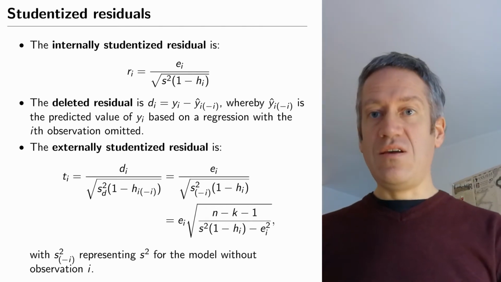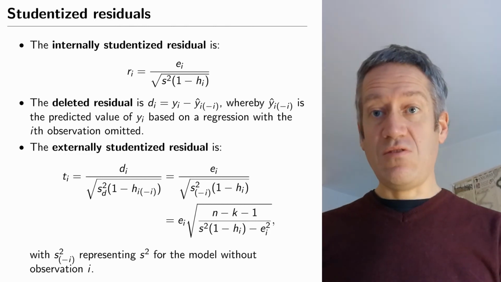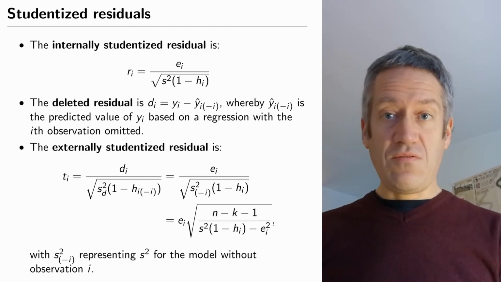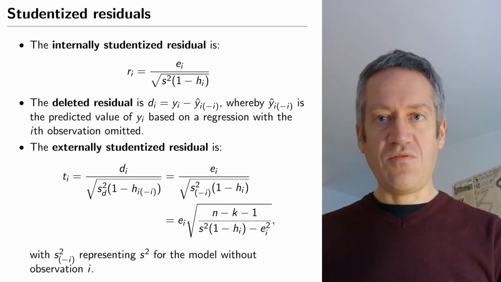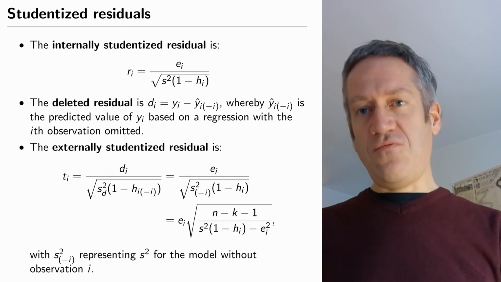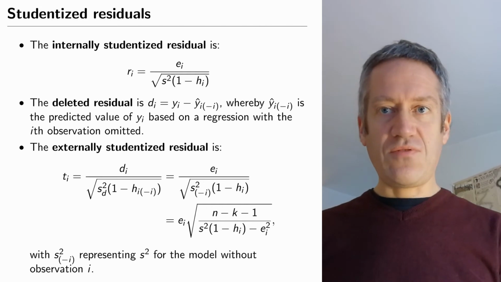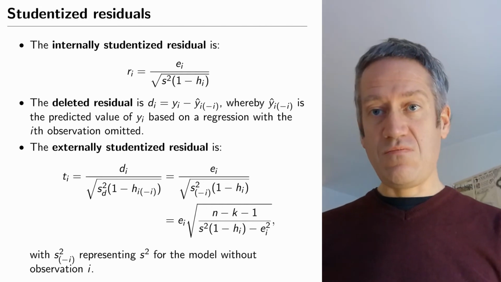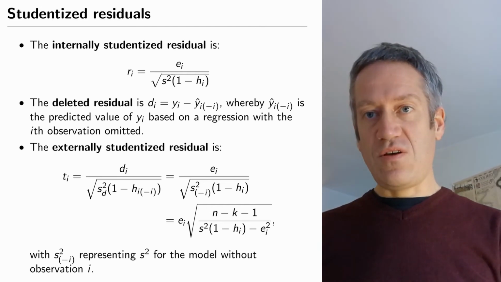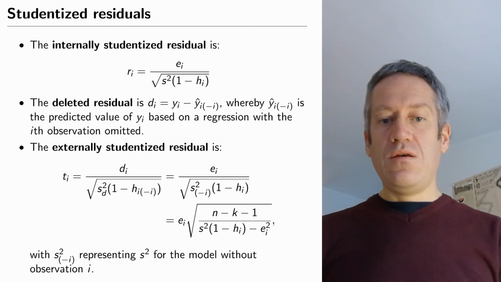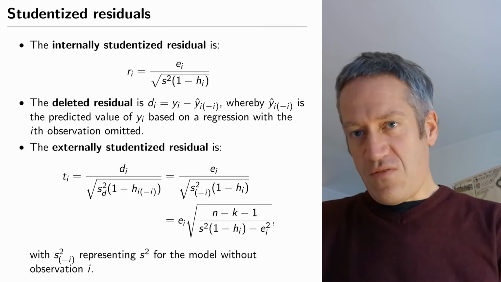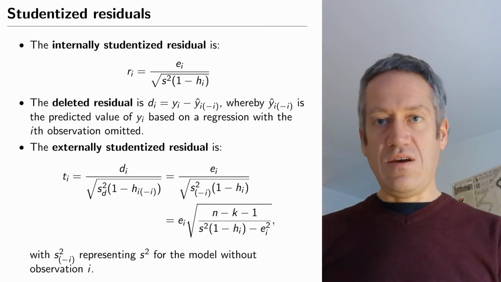Because the amount of variance in the residuals depends on the leverage of each point, we have an individual estimate for this variance for each observation, and it's a form of standardization, but not where every residual is divided by the same standard deviation, but where every residual is divided by a variance estimate that is based on the hat matrix.